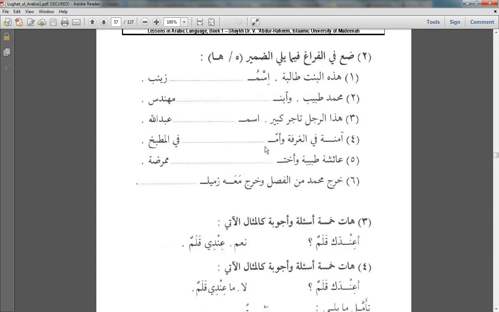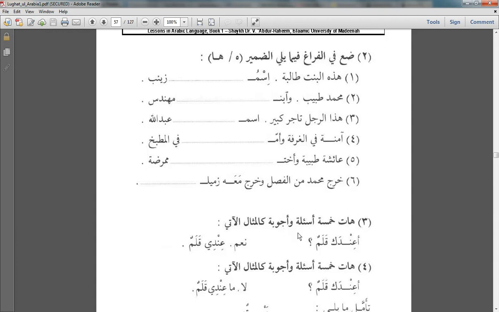آمنة في الغرفة وأمها في المطبخ. Amina is in the room and her mother is in the kitchen. So أمها, because we're talking about Amina. عائشة طبيبة وأختها ممرضة. Aisha is a doctor and her sister is a nurse. خرج محمد من الفصل وخرج معه زميله. Muhammad exited from the classroom and his companion or his colleague exited with him. So زميله, because we're talking about Muhammad.